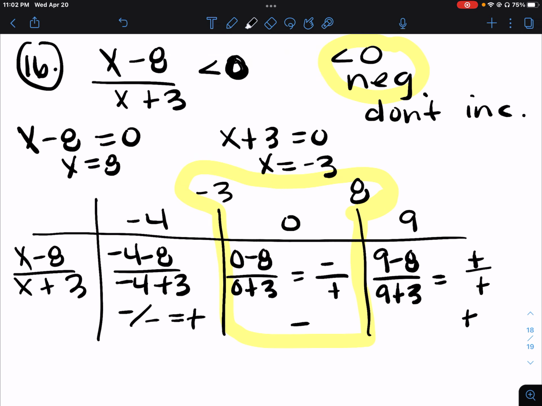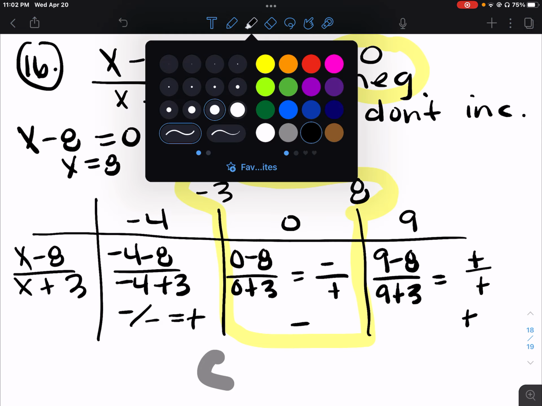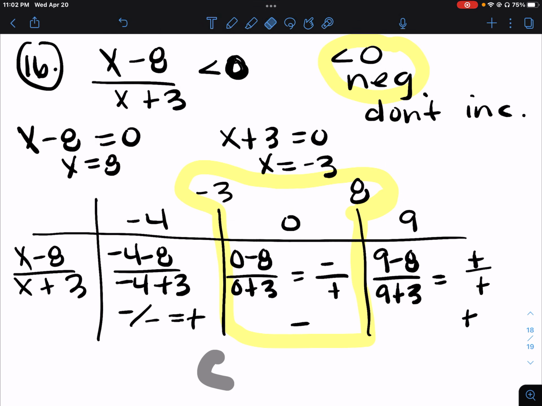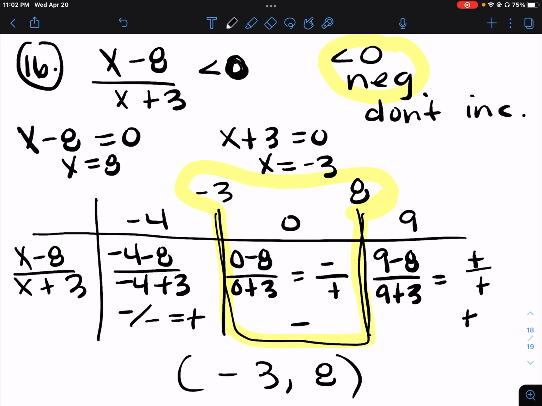We don't include because it just says less than, so our answer is negative 3 to 8, this section in the middle, with parentheses because we don't have or equal to.